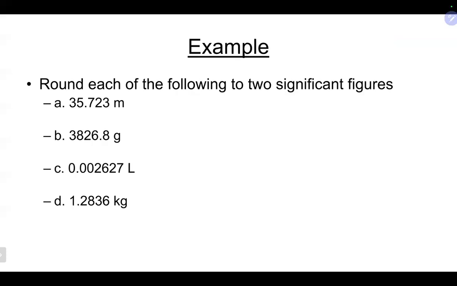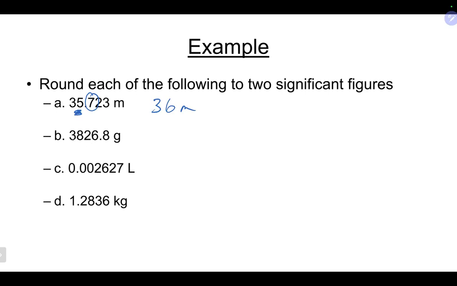All right, so let's take a look at these. We want to round each of these to 2 significant figures. So 35.723, the second significant figure would take us to here. And what should the answer be in this case? It should be 36 meters, as we would look at the 7 and see it's above 5. So we would round up in this case.